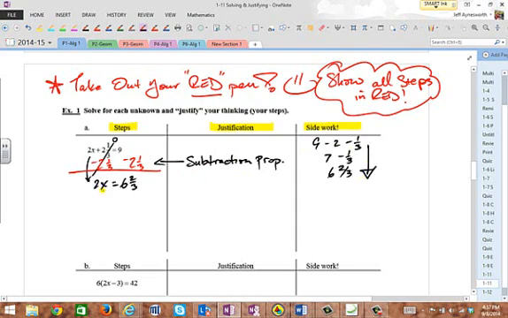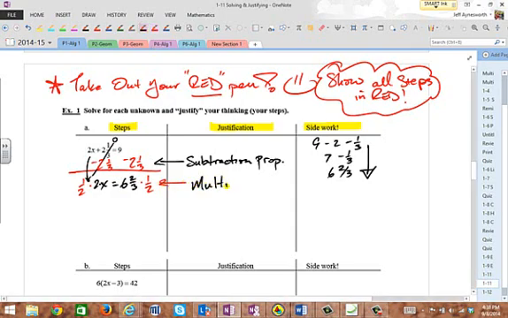Now what we want to do is handle this. This 2x right here is 2 times x, and you could divide by 2. You can choose to use the division property right here, or you can actually multiply by the reciprocal. Get out your red pen and let's do that. Let's multiply both sides by 1/2, and let's justify it right there. That's the multiplication property of equality.